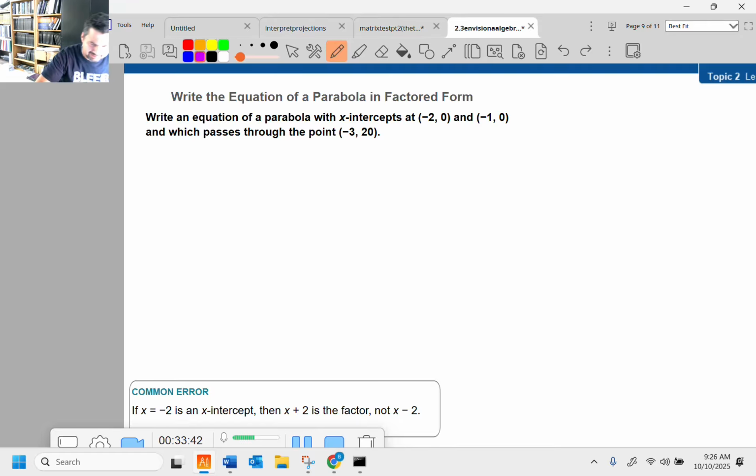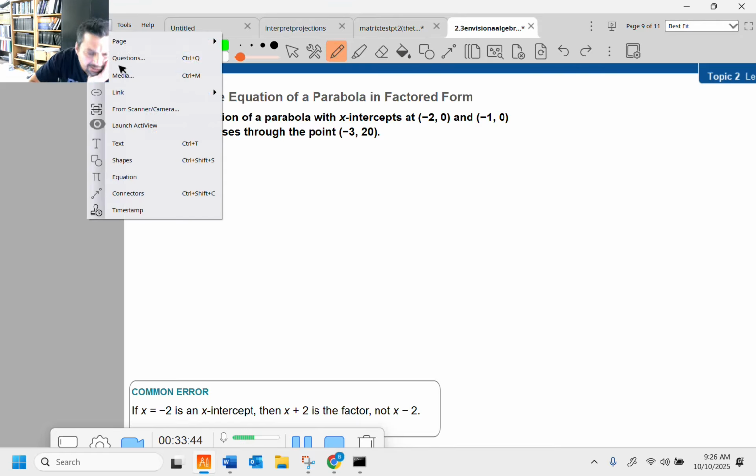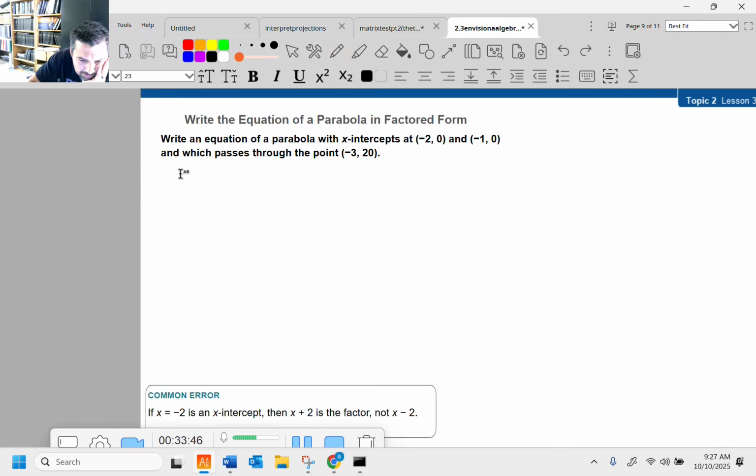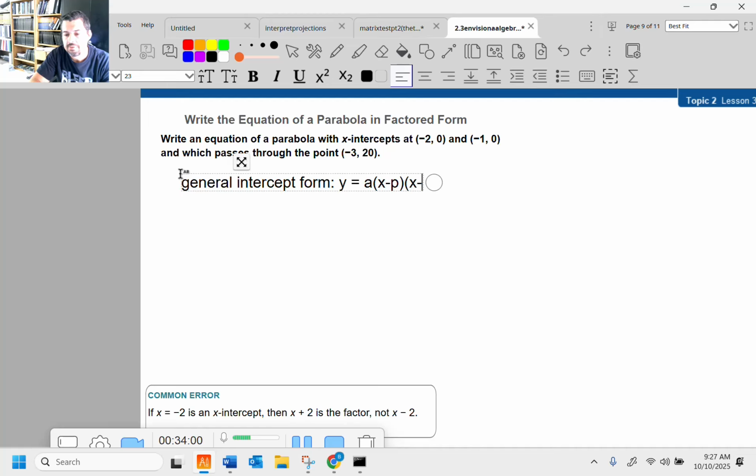So here's the idea. I call it general intercept form of a polynomial, but it's just general intercept form. Guess what letter of the alphabet it starts with? A. Who would have thunk, right? It's A times x minus p times x minus q, where p and q are zeros of the function. Instead of zeros, you might think x-intercepts, right?